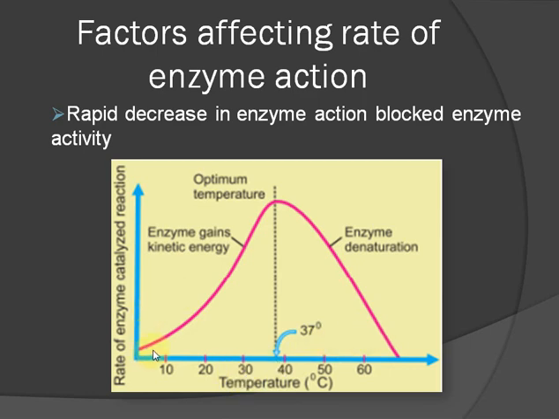In the start, as we increase the temperature, rate of reaction increases. But after optimum temperature, when we are increasing temperature, rate of reaction does not increase, it decreases. So, there is a decrease in enzyme action, blocked enzyme activity, and enzyme denaturation occurs after optimum temperature.